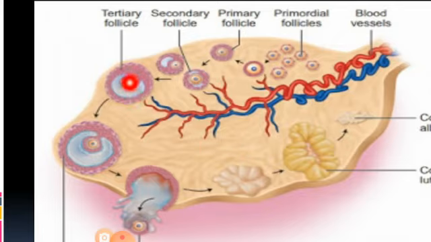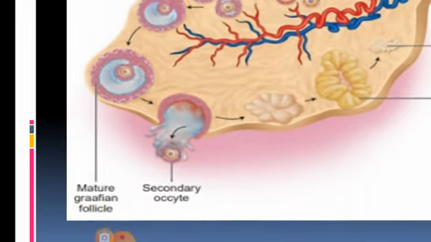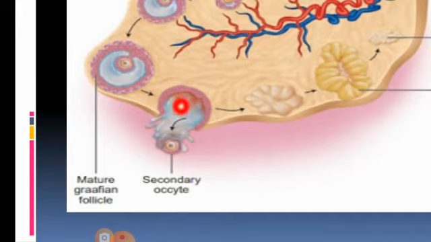So by this time itself, in the tertiary follicle itself, what happens? This primary oocyte gets converted into secondary oocyte. Your matured Graafian follicle now contains secondary oocyte. What is this? You see here, this structure. Something is coming out from the ovary, right? This structure is nothing but your mature Graafian follicle.